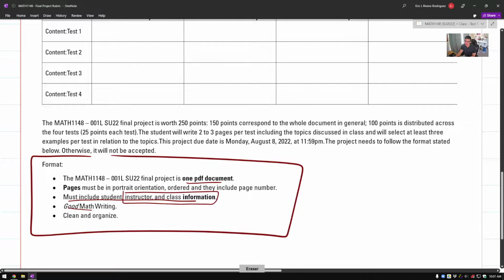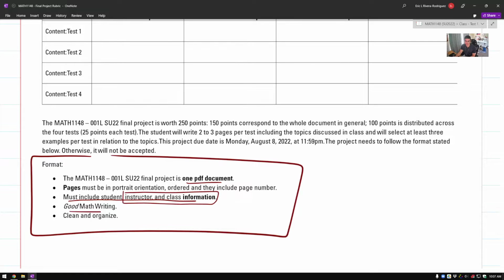Good math writing, that is something that we are going to be working on during the whole summer. That is why we have 2 more checks, because I want to review your math writing in digital form, and I want to give you advice and feedback in order to be able to write appropriate math in a digital document. Okay, and clean and organized. I'm going to assess something that is organized and clean, that looks nice. So that is the format. Something very straightforward, very easy to follow. If you don't follow this format, then I'm not going to assess your project.